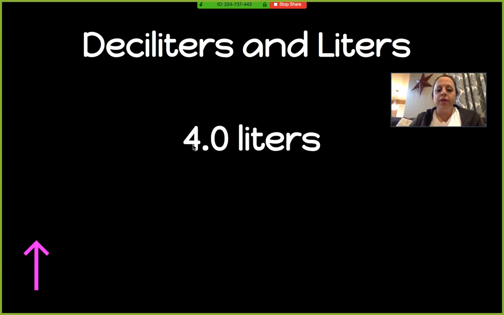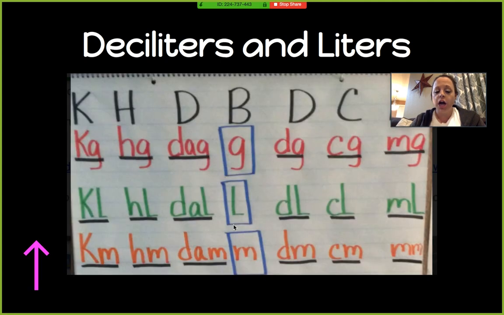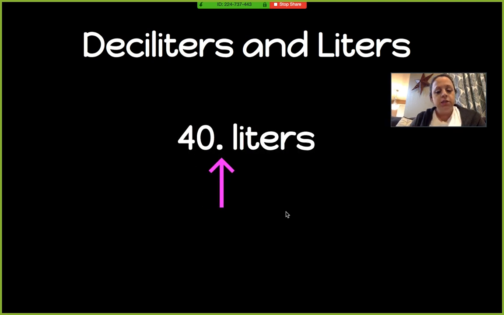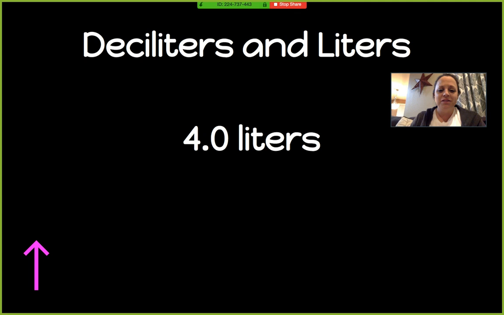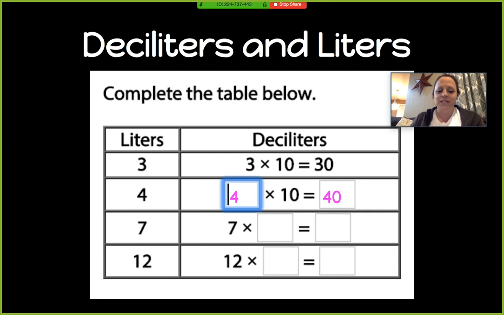So if we're starting with 4 liters, we're going to look at that decimal point and we're going to move it 1 place to the right. Did you guys see it move 1 place to the right? Because on our chart, 1 place to the right is deciliter. So we would have 40 liters. No, 40 deciliters in 4 liters. I should have fixed that. Yeah, 40 deciliters in 4 liters. Sorry about that.